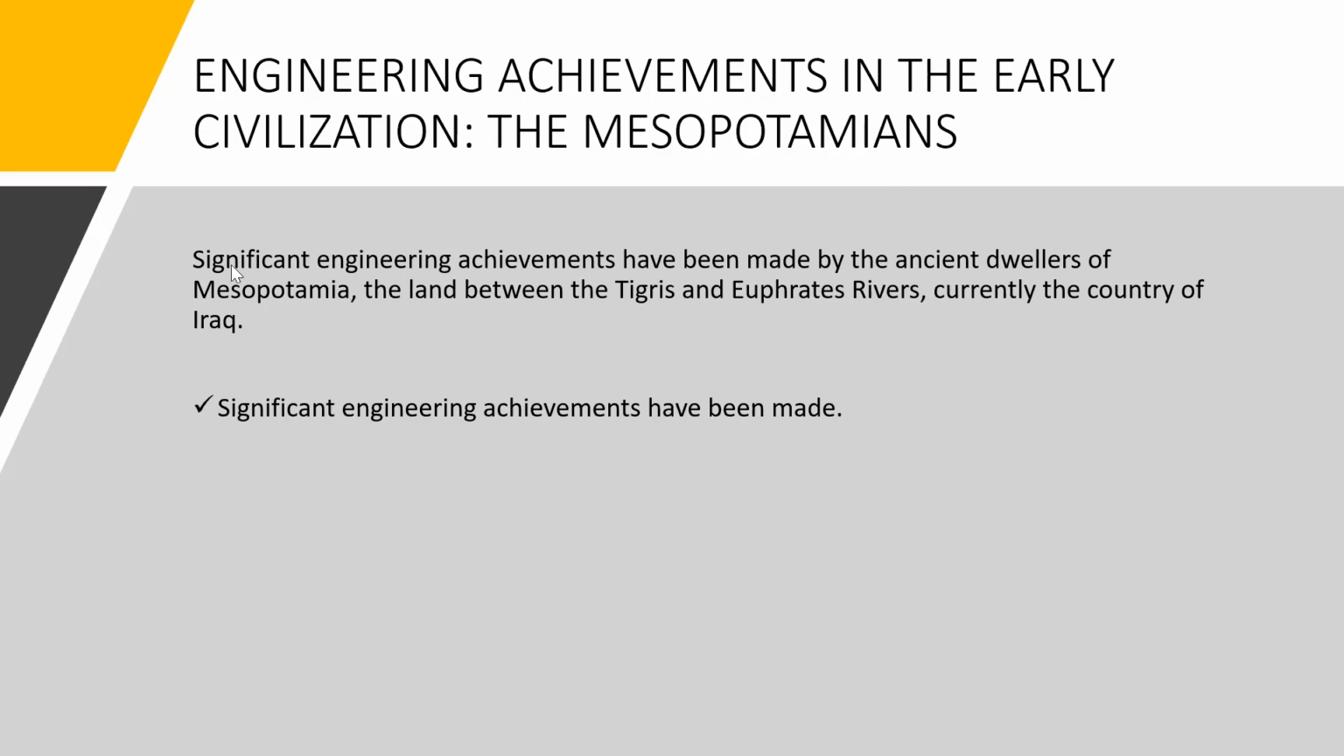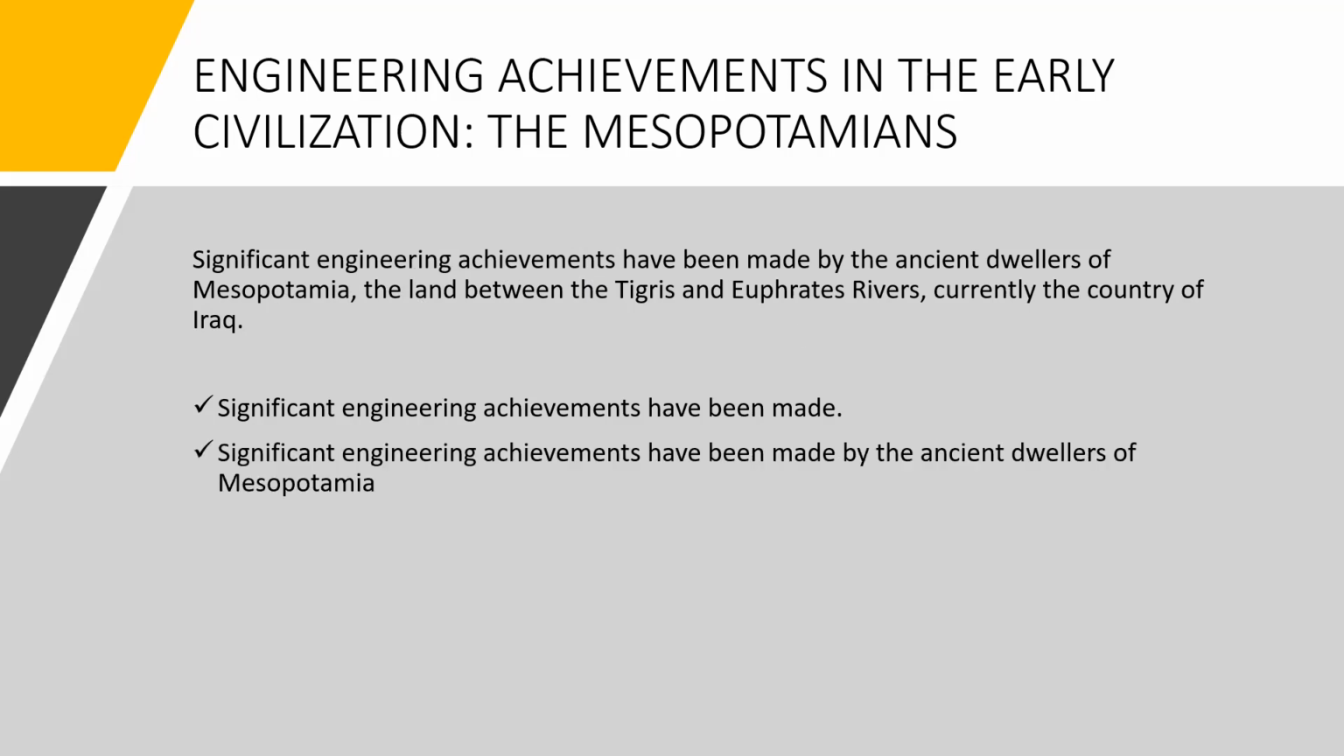The first one is please check the subject of the sentence, like what you did last week. You have significant engineering achievement, right? The main thing being discussed here is the main noun of the subject, that is achievement, pencapaian. What kind of achievement? Engineering achievement. What do the writers think about the engineering achievements? It is significant. So significant engineering achievements have been made. Do you know who made the achievement? Significant engineering achievements have been made by the ancient dwellers of Mesopotamia.